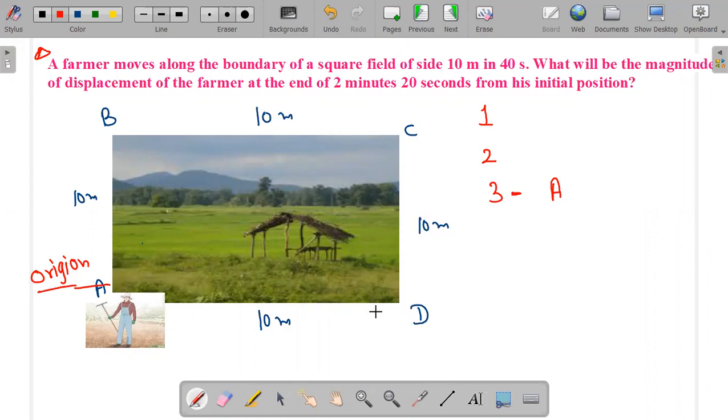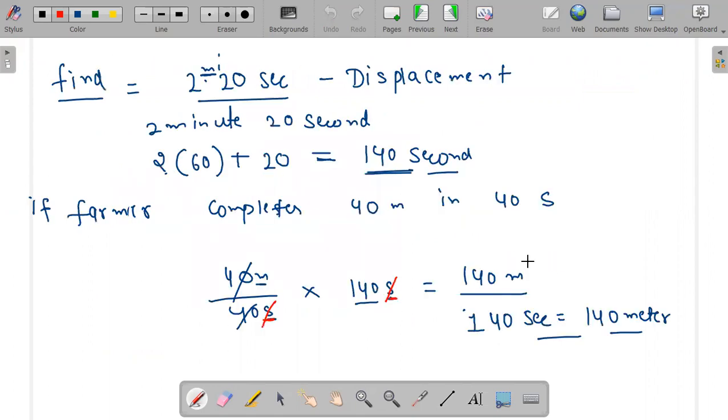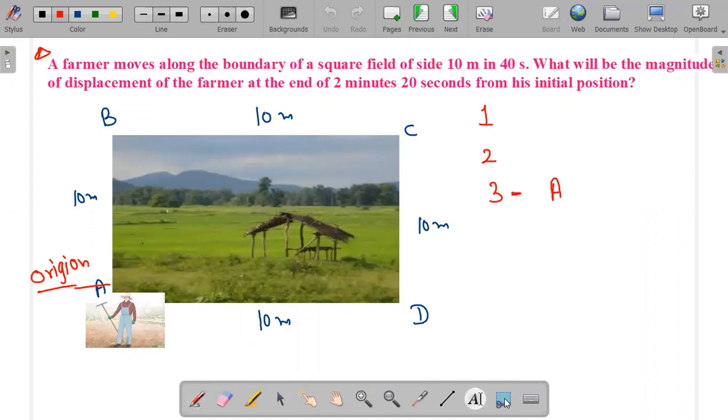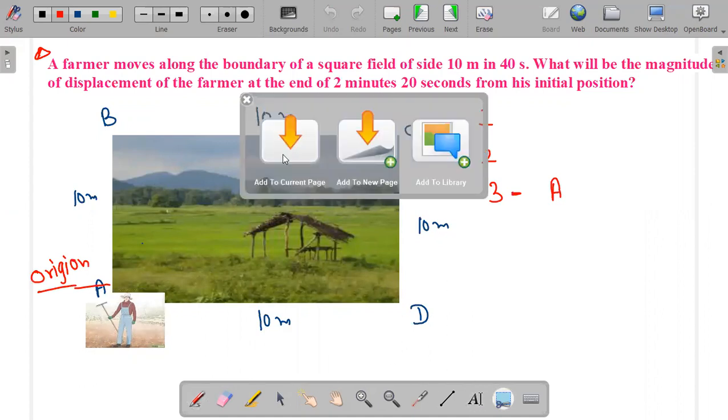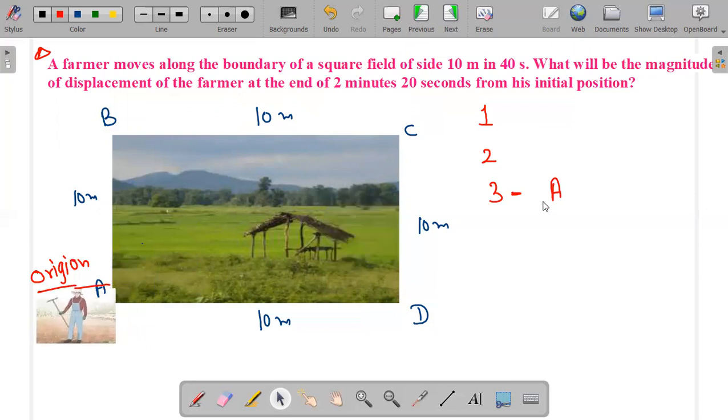The total rounds are 3.5 rounds. So 3 rounds are complete. Now half a round is left. For the completion of another half round, he will go from A to B, and then B to C. Remember, the last round is only a half round. So he will start and will not complete a full round, he will complete only half a round.